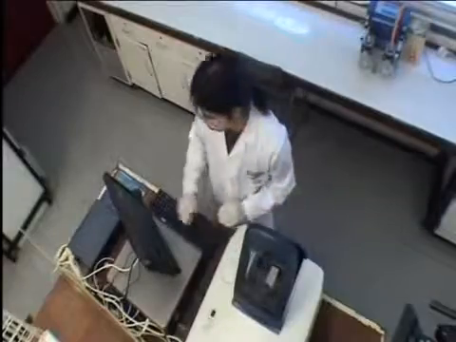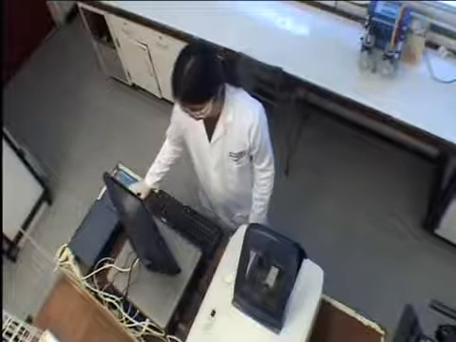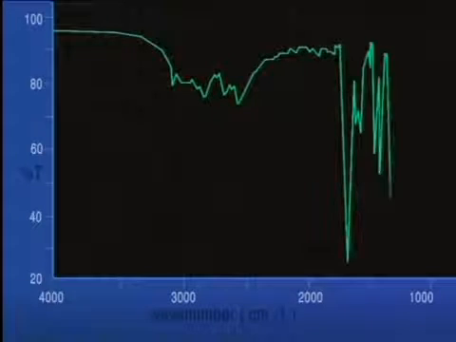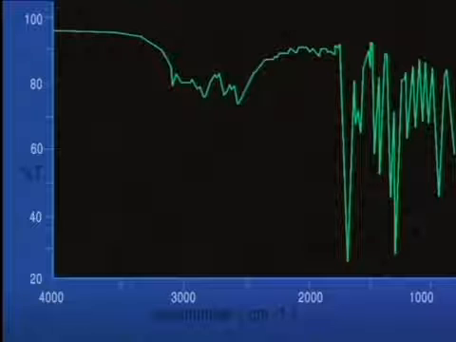Details of the scan are entered into the computer. The spectrum of the sample is obtained within a few seconds. The wave numbers of the more significant peaks can be labelled onto the spectrum. This helps the chemist to interpret the data.